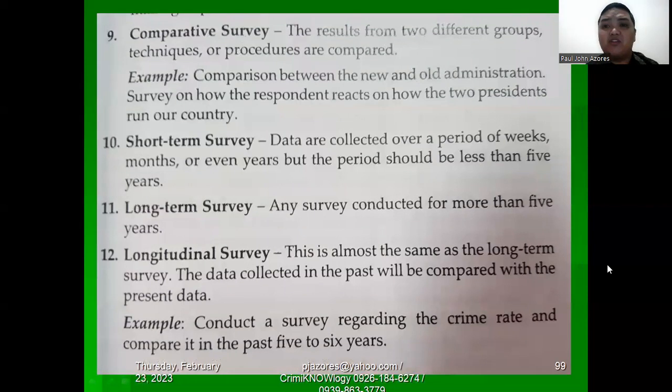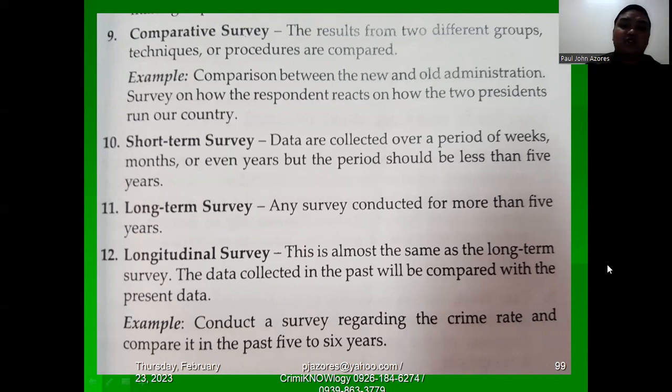Comparative survey, the results from two different groups, techniques, or procedures are compared. Comparison between the new and old administration, and so on and so forth. Short-term survey. Usually, the data collected are over the period of weeks, months, or even years, but the period should be less than 5 years. Those surveys are called short-term.